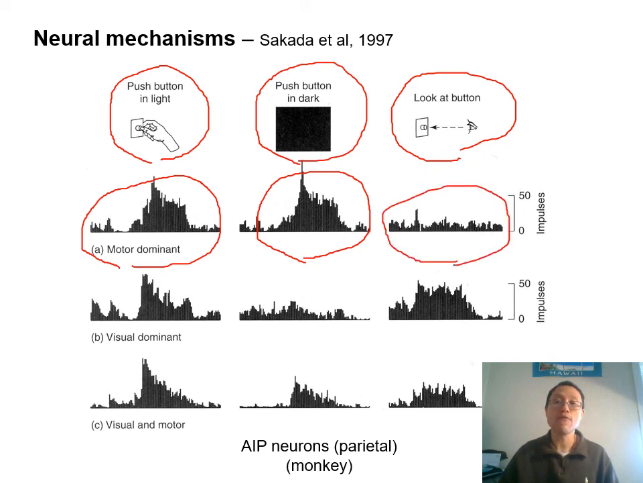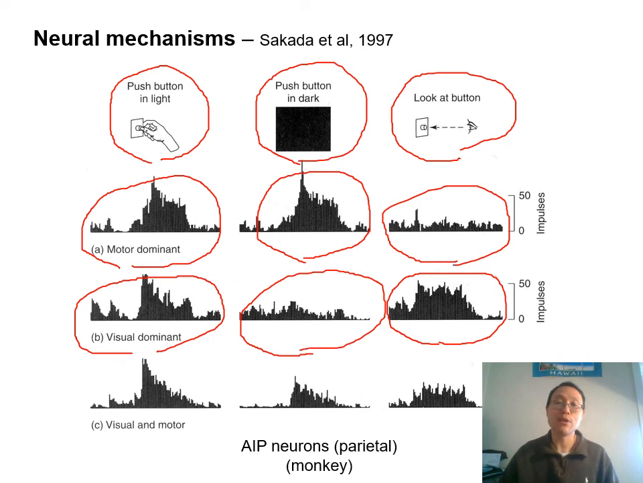Okay, and then there's the visual dominant neuron, in which when you're pushing the button in the light, you see a lot of activity, and when you're looking at the button in the light, not pushing the button, you also have a lot of activity. But when pushing the button in the dark, you don't see that much activity.